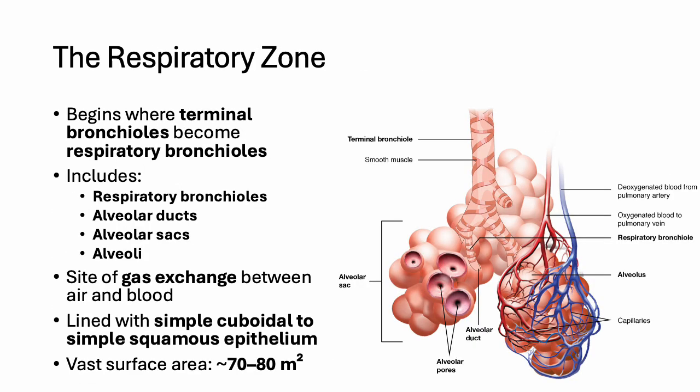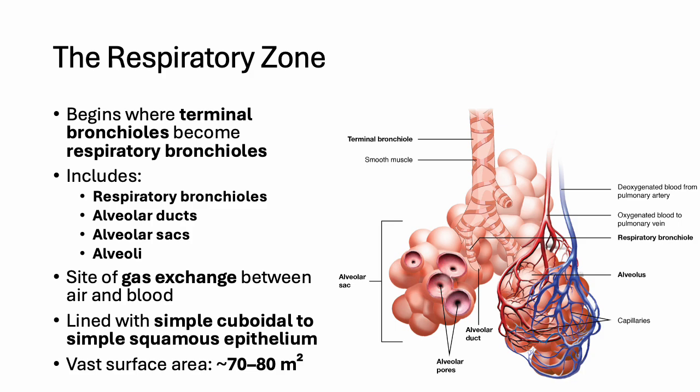Now we begin our discussion on the respiratory zone, which is the functional portion of the respiratory system where gas exchange occurs. This zone begins at the point where the terminal bronchioles, the last structures of the conducting zone, give rise to the respiratory bronchioles. From there, the pathway continues through the alveolar ducts, ending in clusters of alveolar sacs made of individual alveoli.